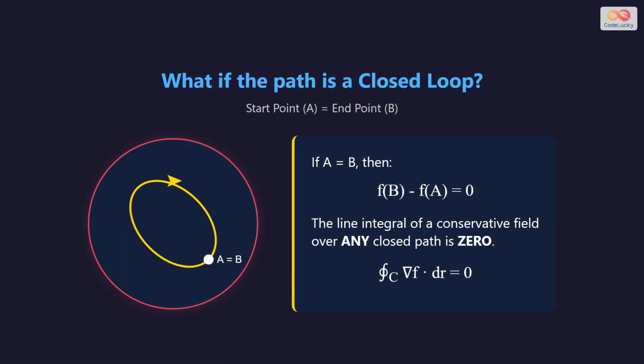What happens if you start and end at the exact same point? Since point A equals point B, when you subtract the values, you get 0. This means the work done by a conservative force around any closed loop is always 0.